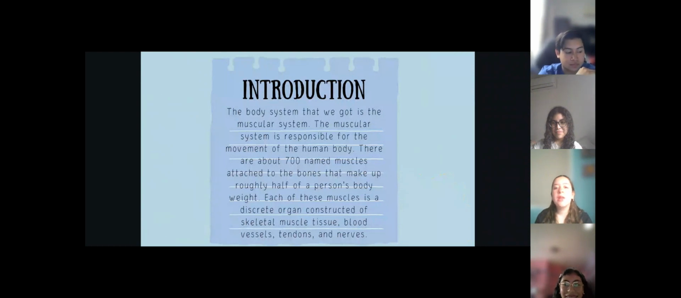Okay, the body system that we got is the muscular system. The muscular system is responsible for the movement of the human body. There are about 700 named muscles attached to the bones and make up roughly half of a person's body weight. Each of these muscles is a discrete organ constructed of skeletal muscle tissue, blood vessels, tendons, and nerves. And we'll begin with the phases.